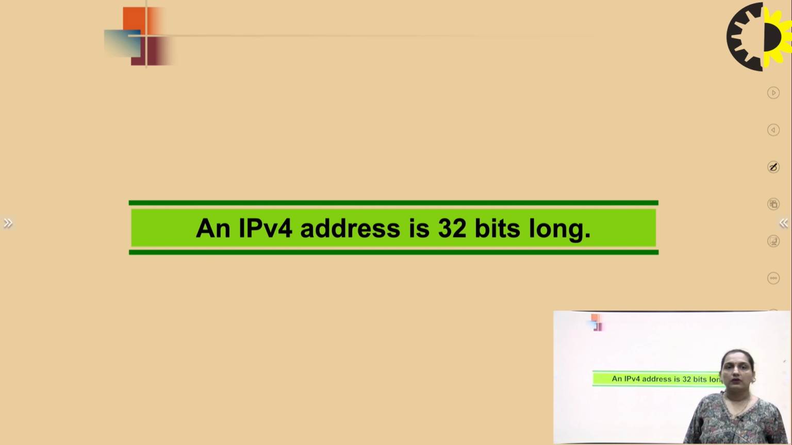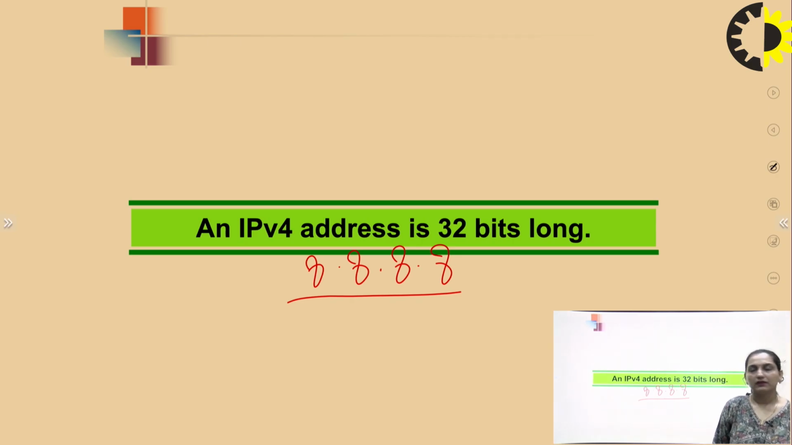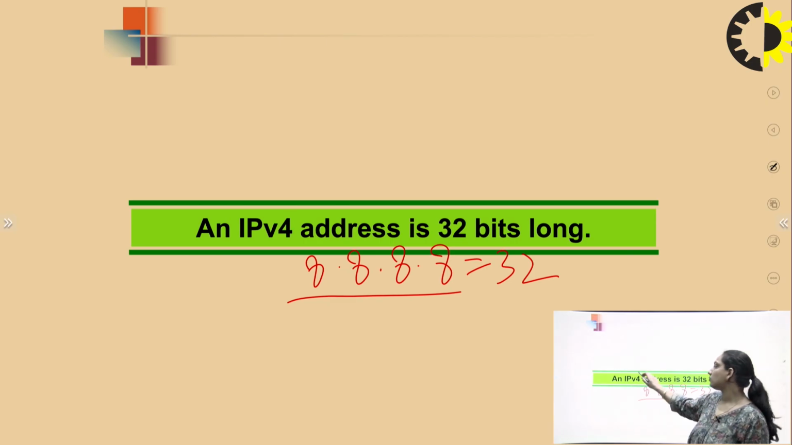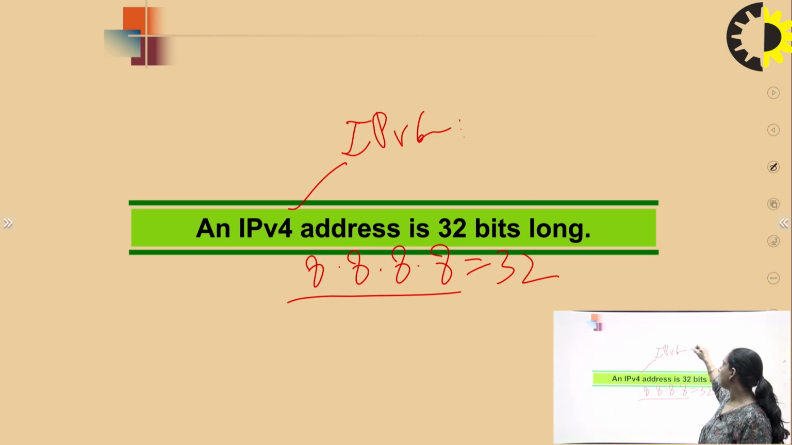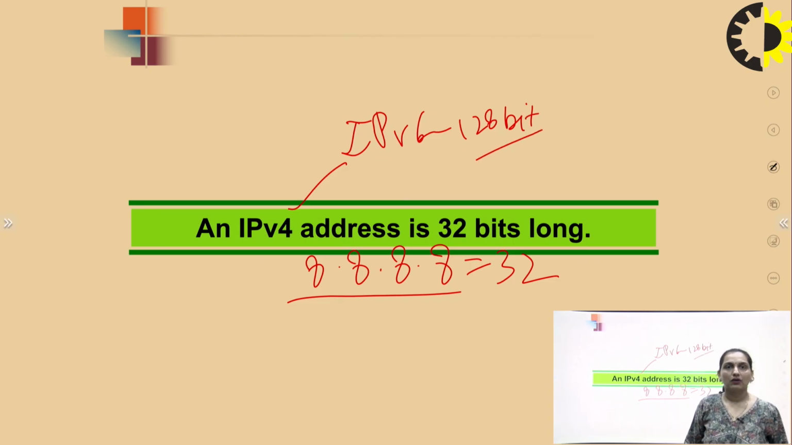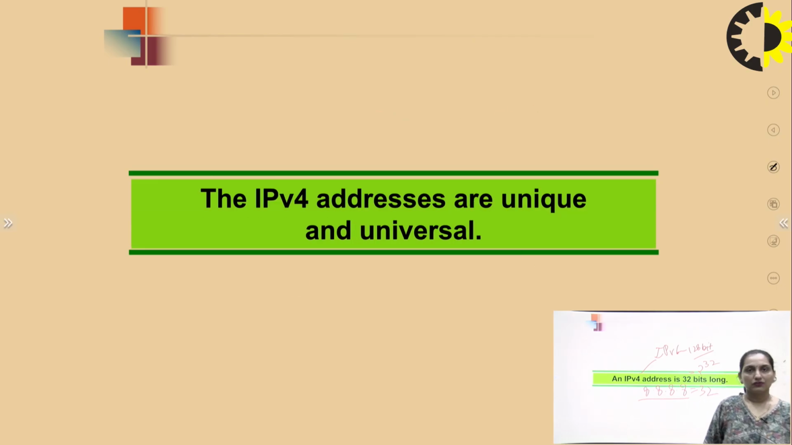The IP version 4 address is 32 bits long. It has four 8-bit parts, like 8.8.8.8, so four 8s make a 32-bit long IP version 4 address. We also have IP version 6, but it is currently not in use. IP version 6 is 128 bits. In the future it will come into the picture, because how many IP addresses are possible? 2 raised to the power 32 addresses are possible. After that, the solution is IP version 6.